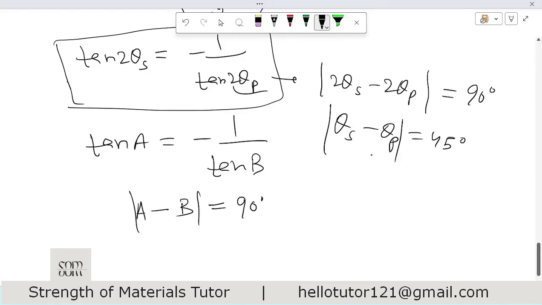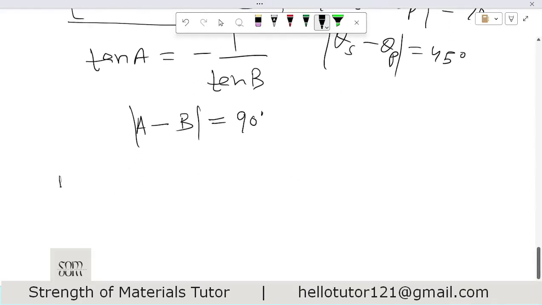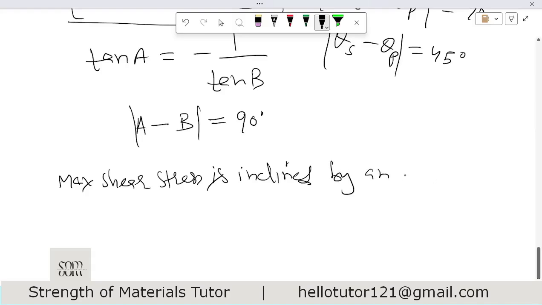So what does it mean? It means the difference between the two planes, the plane of maximum in-plane shear stress and the principal plane, is 45 degrees. So the max shear stress, or in-plane shear stress, is inclined by an angle of 45 degrees to the principal plane.